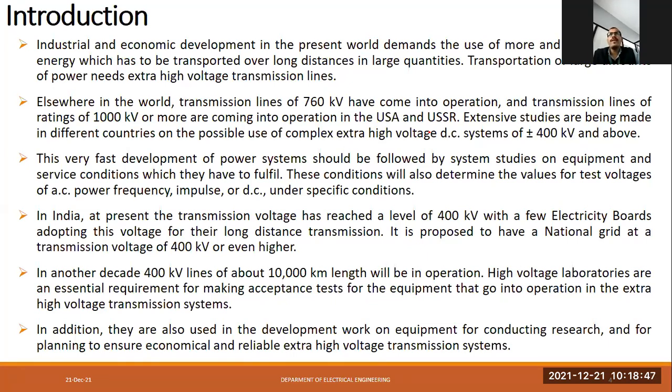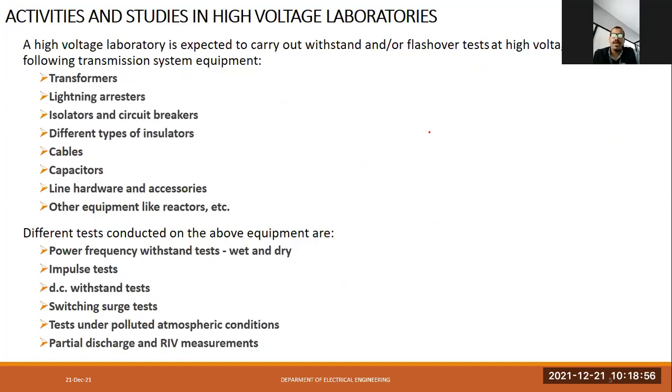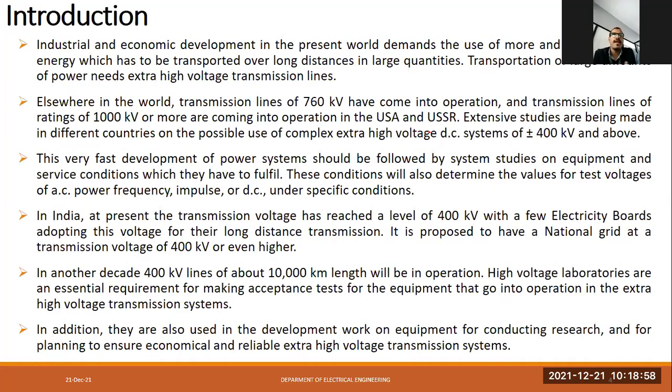Also, whenever transmission lines have ratings of 1000 kV or more, in the USA and the USSR there are 1000 kV as well as 765 kV lines. Whatever studies we are conducting for different countries are only possible when we transport high voltage, or DC systems of plus or minus 400 kV and above, at the same rating.